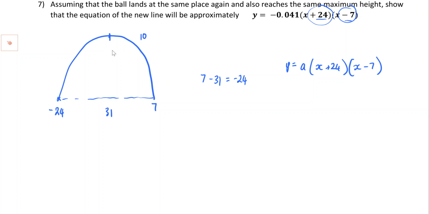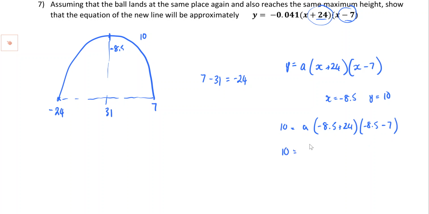So the same height is 10. The middle bit is now negative 8.5, yeah. All right, so using x equals negative 8.5, y equals 10, put that in. So 10 equals a times negative 8.5 plus 24, again, no need to change it, negative 8.5 minus 7. And once you rearrange all that, I'm not going to bother, you end up with a equals negative 0.041 rounded, yeah? Okay, so you've shown that.